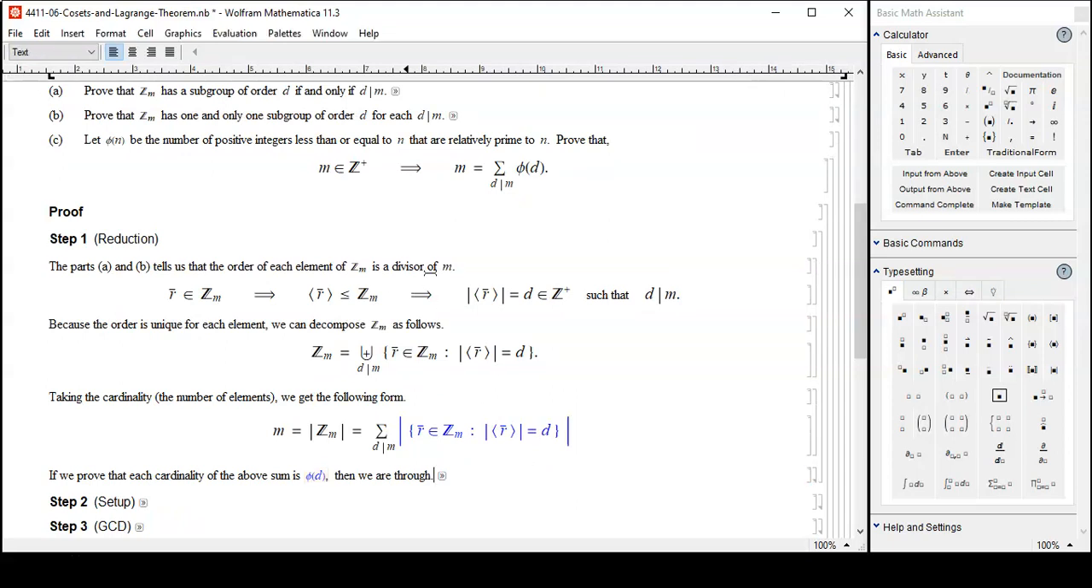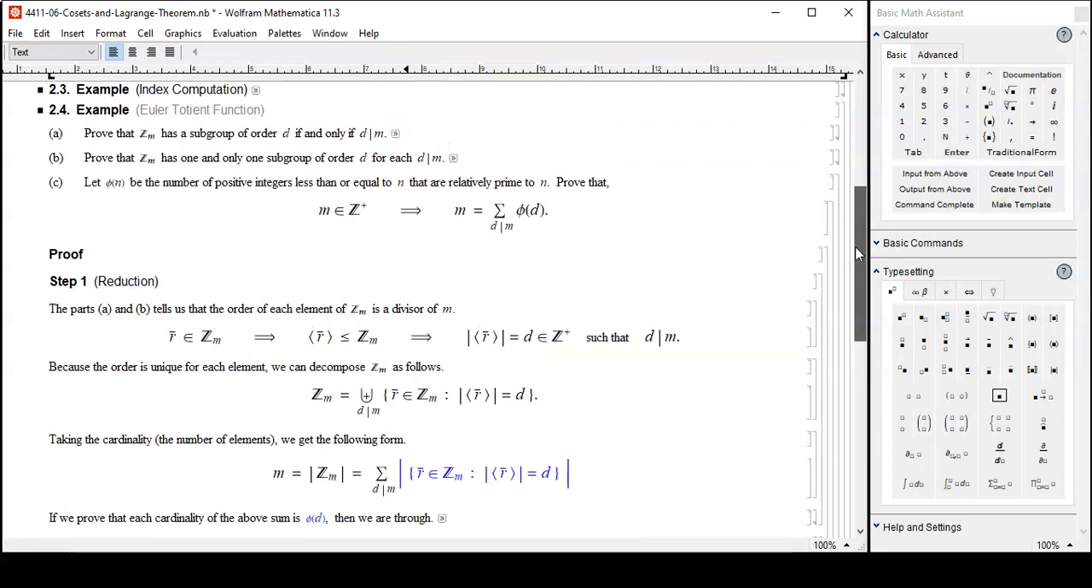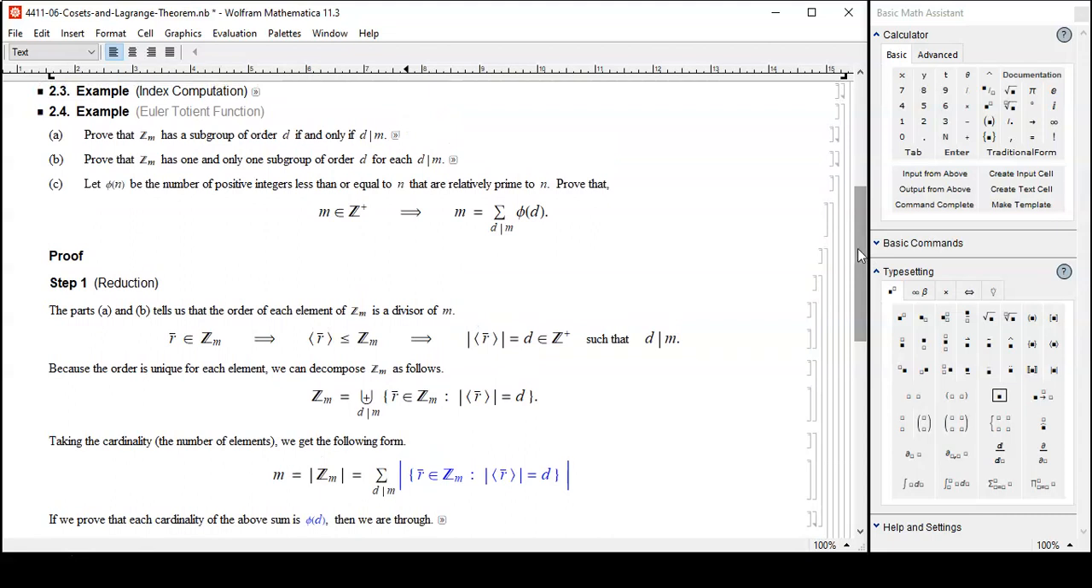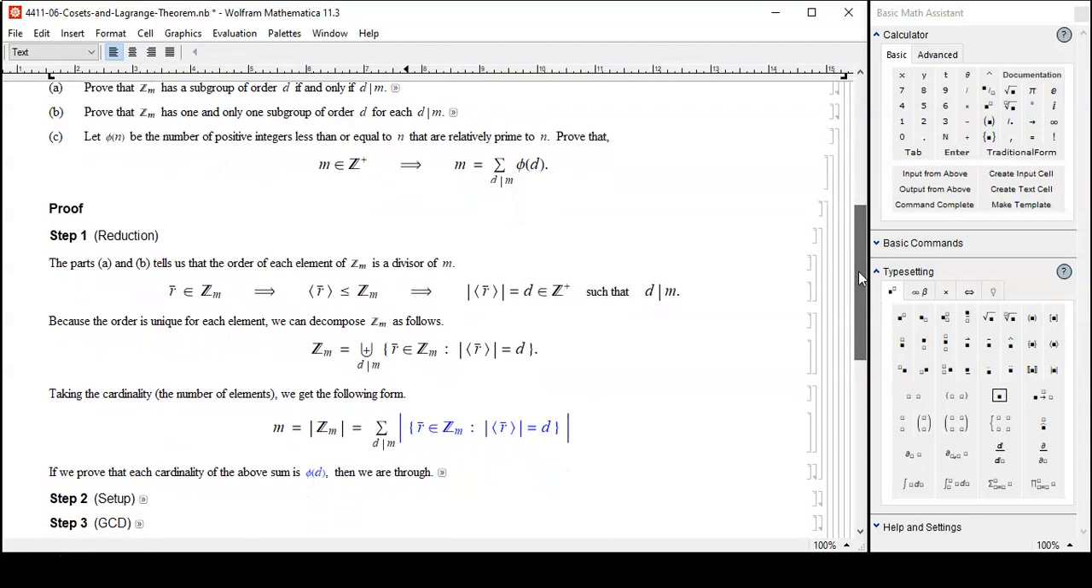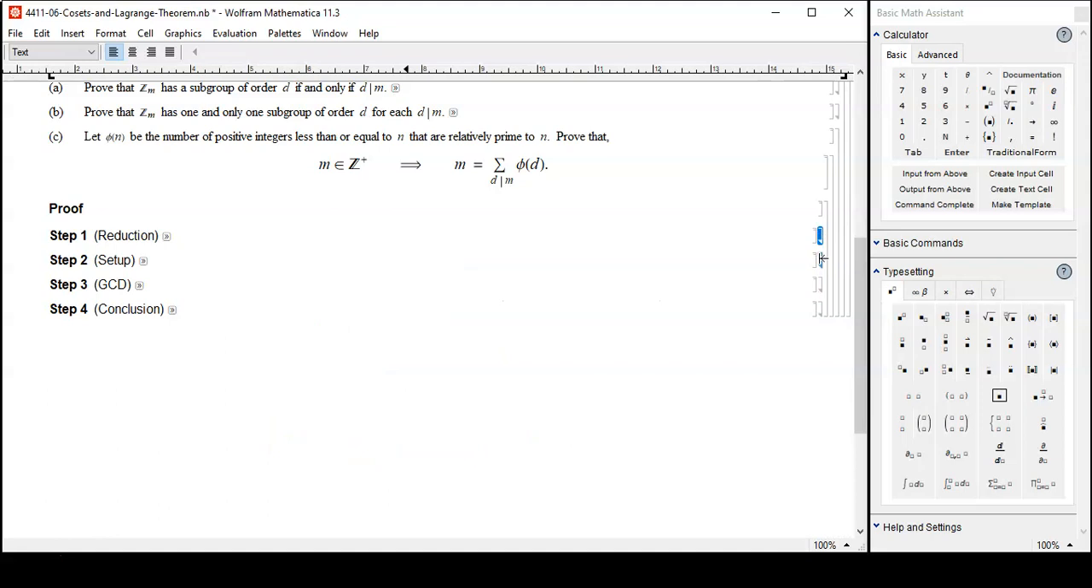So step 1 is this reduction, and we use part A and part B, especially part A as a matter of fact. And then we ended up with this. Some change of viewpoint. This decomposition here is an interesting technique. Okay, and then let's go to step 2. We have to prove that this blue is phi of d.